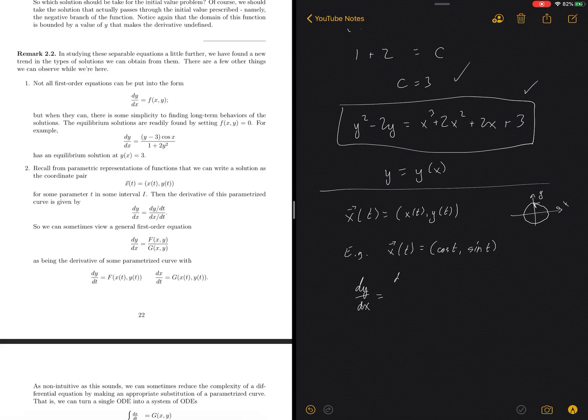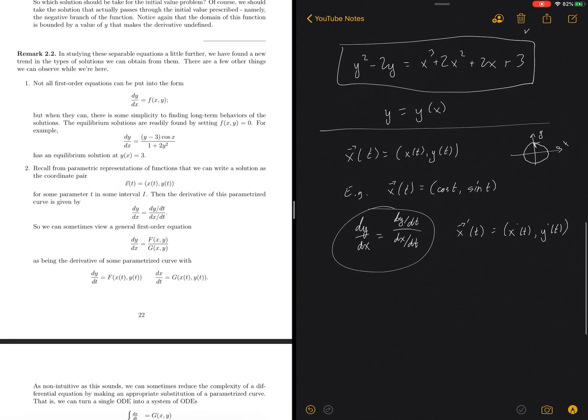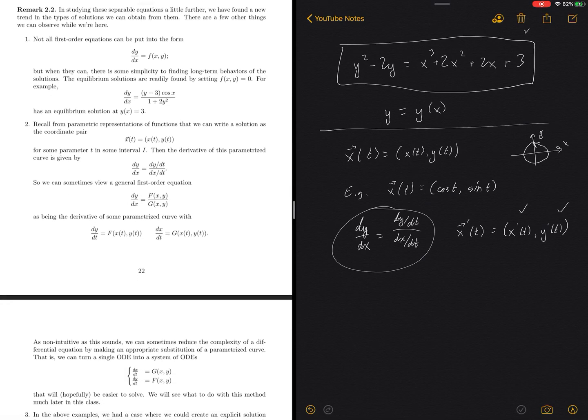But I digress. If you think about this solution as being a parameterized curve, then the slope, this dy/dx, can actually be thought of as the ratio between these two derivatives, right? It's the slope of your velocity curve. If I think about x prime of t and y prime of t, then this derivative here is actually just the ratio of the vector, or the slope of the vector here.